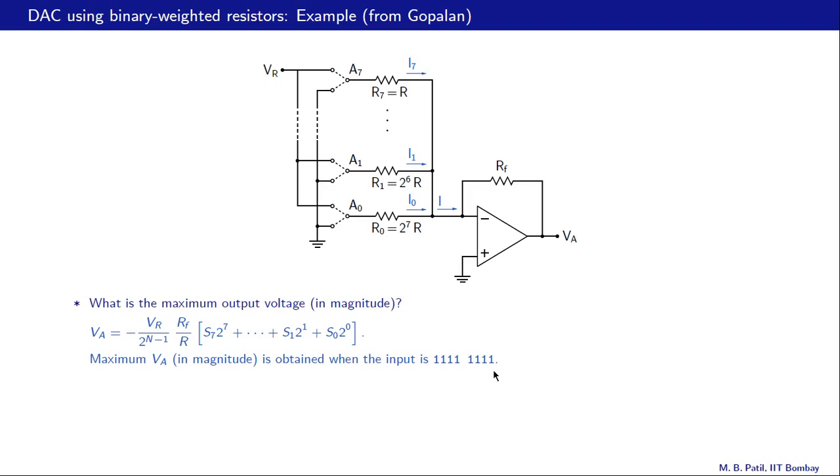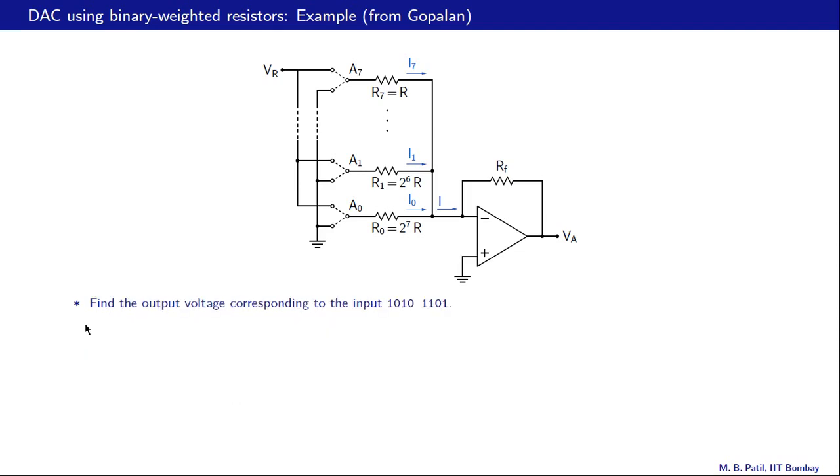So all we need to do now is to replace all these S's by 1 and evaluate this bracket, and that is what we get. VR is 5 volts, 2 raised to n minus 1 is 128, RF and R are equal, so that is 1, and this bracket is then 2 raised to 0 plus 2 raised to 1 all the way up to 2 raised to 7, and when we evaluate that we get 9.961 volts. Next, find the output voltage corresponding to the input binary number 10101101.